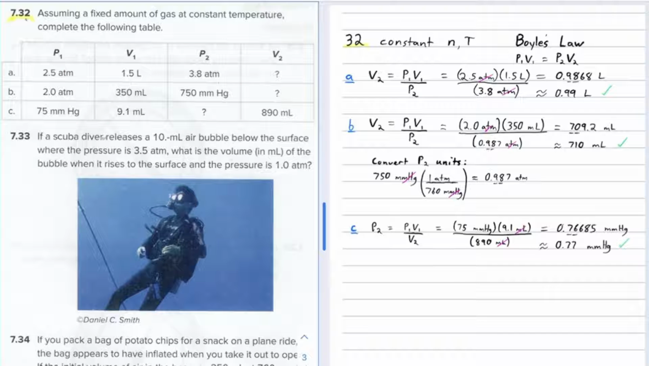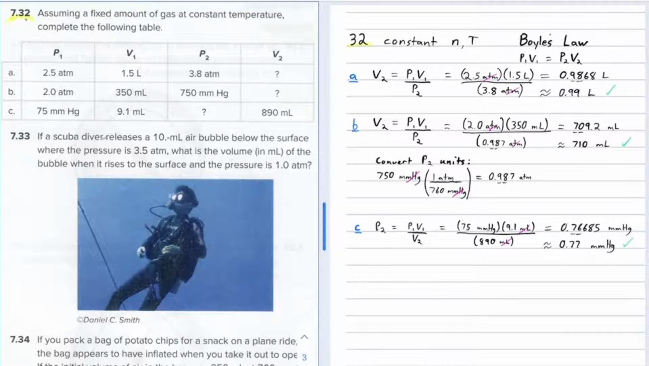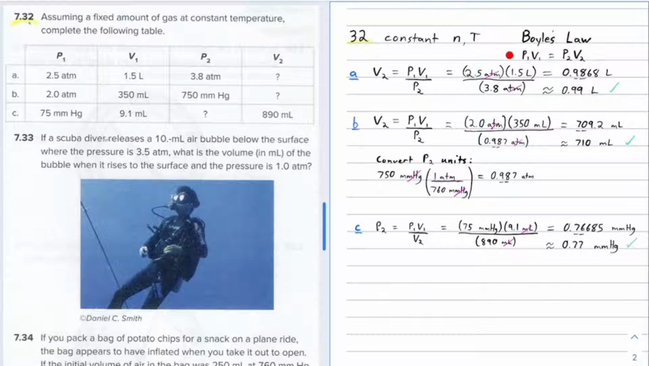When the amount of gas and the temperature are constant, that's a Boyle's law situation. Boyle's law can be described in mathematical form right here. Remember, Boyle's law says when one goes up, the other one goes down. But what's important in this problem, since we got to calculate things, is the mathematical form of Boyle's law: P1 V1 equals P2 V2. So here's the equation, and we're going to use this equation in all three of these.